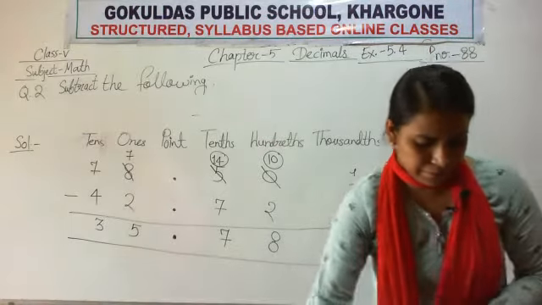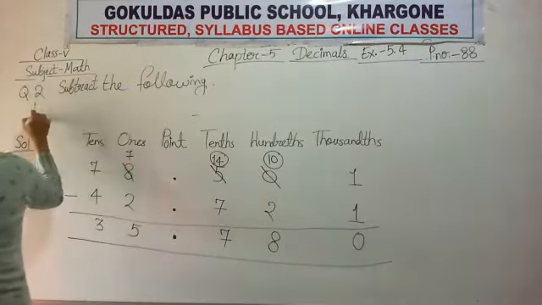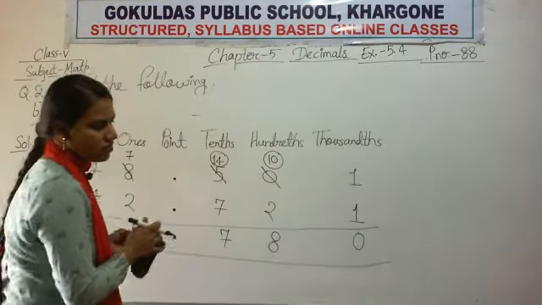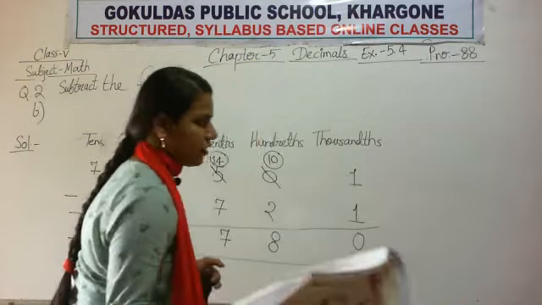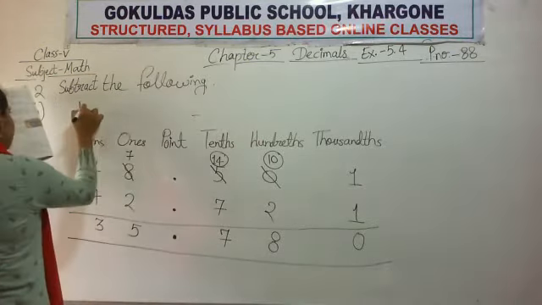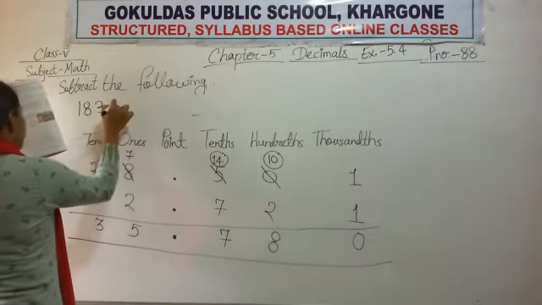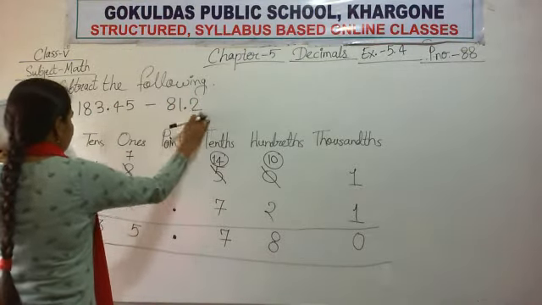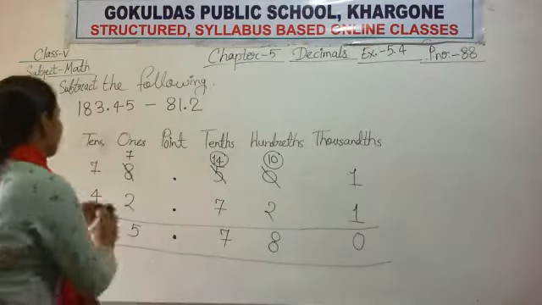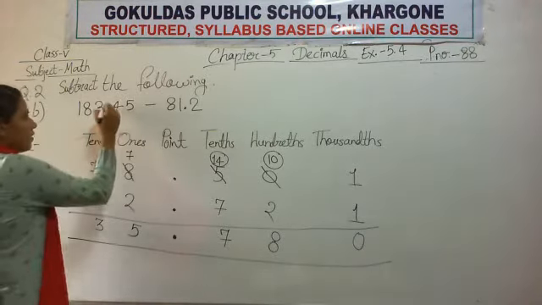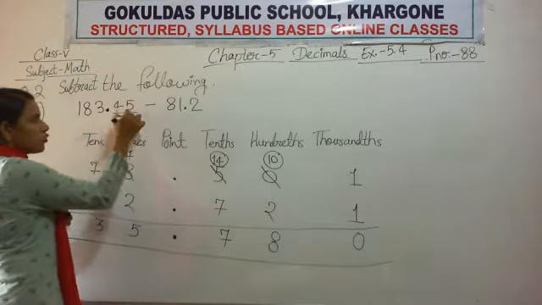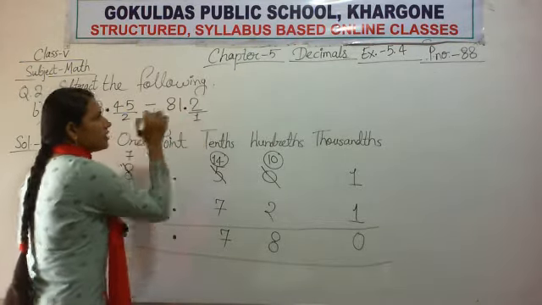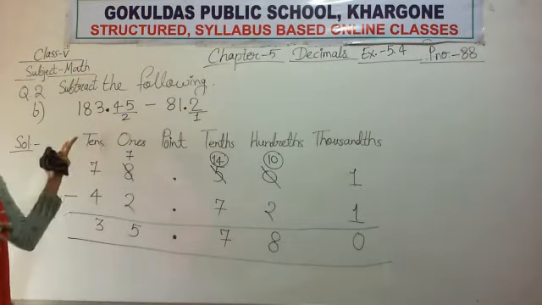Now part B. The given numbers are 183.45 minus 81.2. Now count the number of digits after decimal. In the first number after decimal 2 digits are there, and in the next number after decimal only 1 digit is given. It means they are unlike decimals.